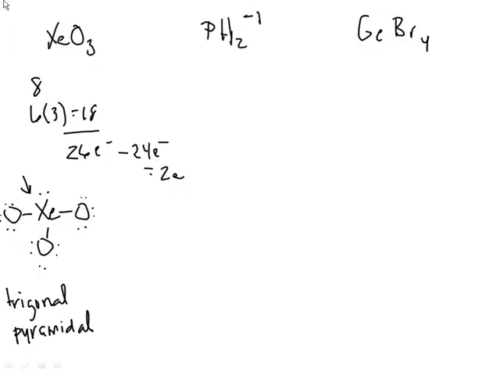PH2-: phosphorus has 5 electrons. Each hydrogen brings 1, and there are 2 of them. And then I have that -1 charge, which means I have to add an extra 1, which gives me 8 electrons to work with. Phosphorus is my central atom. It's single, it's written first, and hydrogen is not capable of making enough bonds. Hydrogen will only make 1 bond. So I end up with the phosphorus connected to the 2 hydrogens, and then I have extra electrons sitting on the phosphorus.